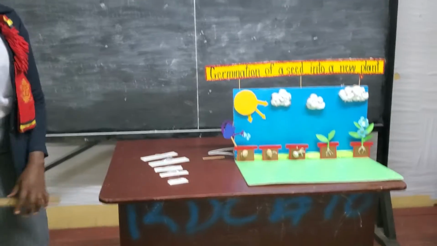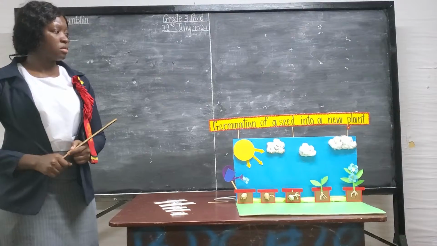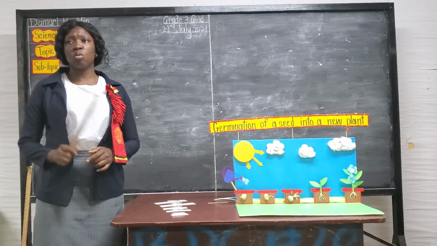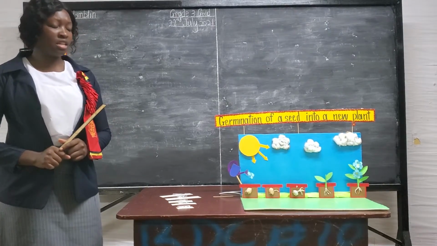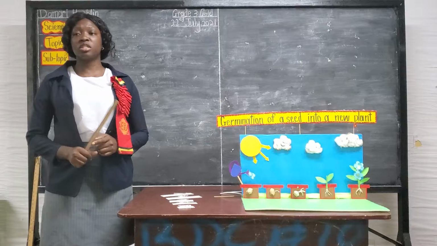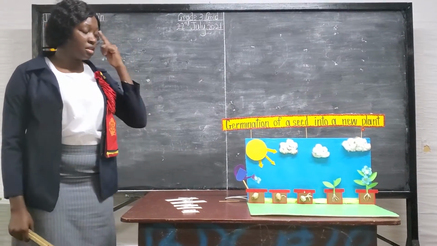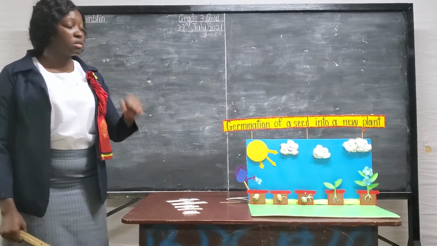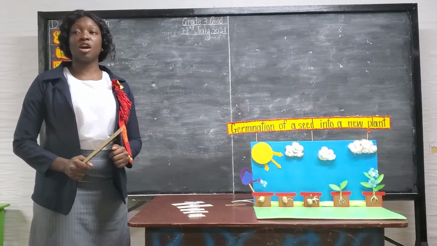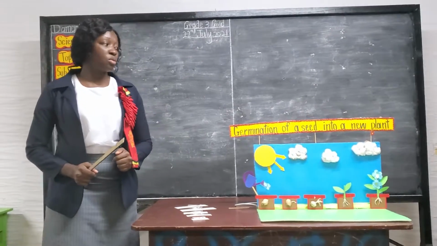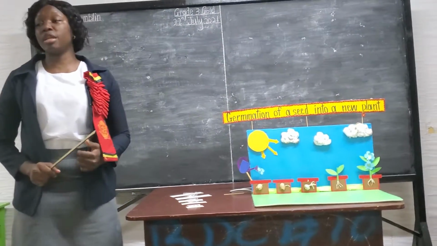Good. Now let's get into today's lesson. Now from looking at this model here, what is today's topic? What have you observed? You observed seed? Yes. What else? Yes, Mar. Plant? Very good. Tisha, what did you see? Sun. Very good. So, now for today's topic, we will be looking at germination.